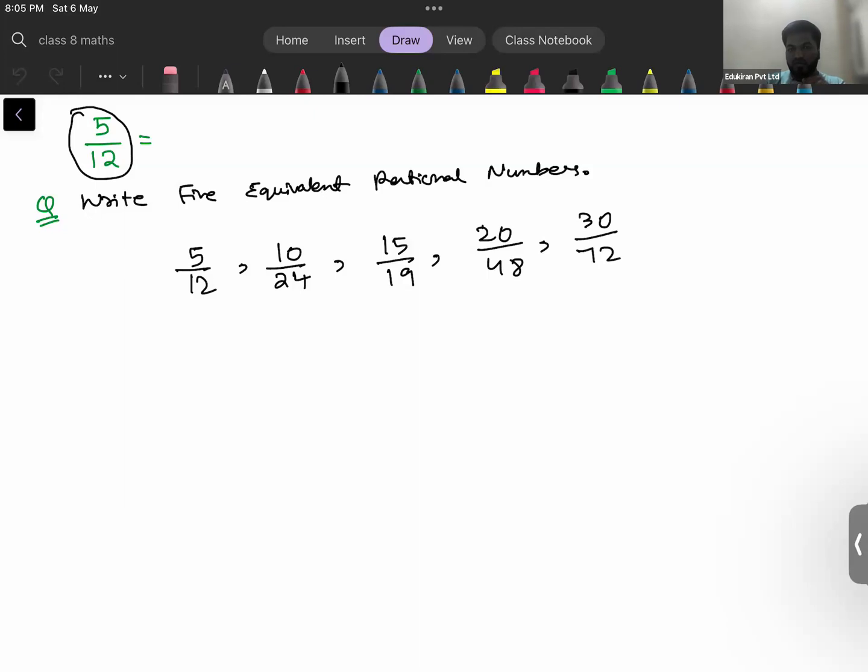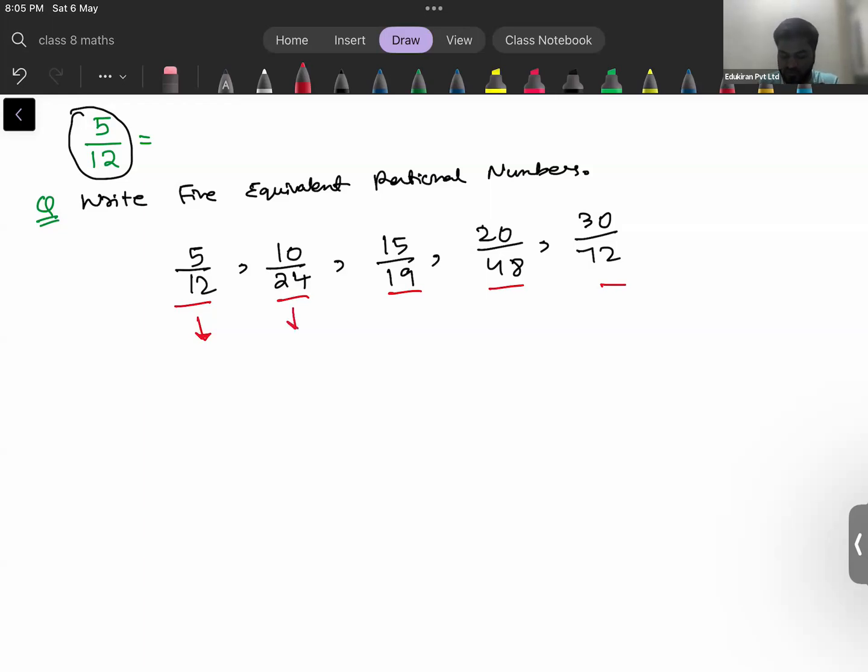Do you know how to find the simplest fraction? Like 10 upon 20, the simplest form is 1 upon 2, right? Yes, sir. Or if you have 20 upon 30, the simplest form of this fraction is 2 upon 3, right? So let's write the simplest form of these values. This 5 and 12 are in the simplest possible form. They cannot be written in a simpler form.